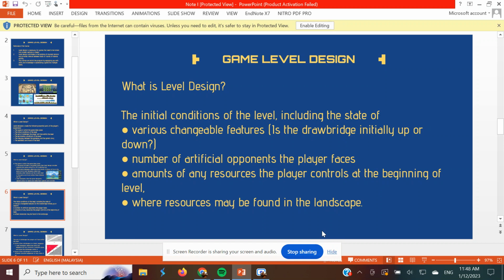Once they face the artificial opponent, for example, they learn something new. That makes their character rich, and the amount of any resources the player controls at the beginning of the levels. In the first levels of game design, they learn to gain resources.